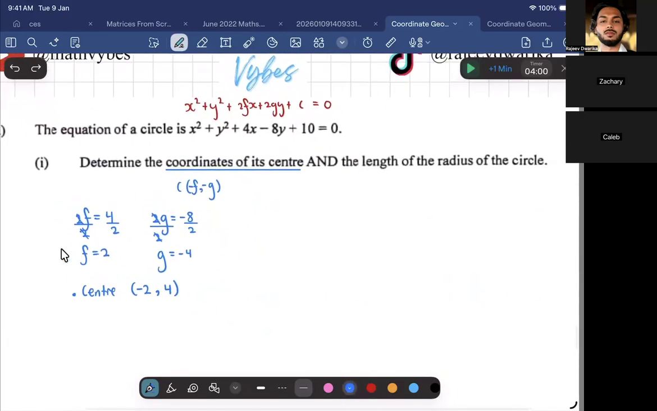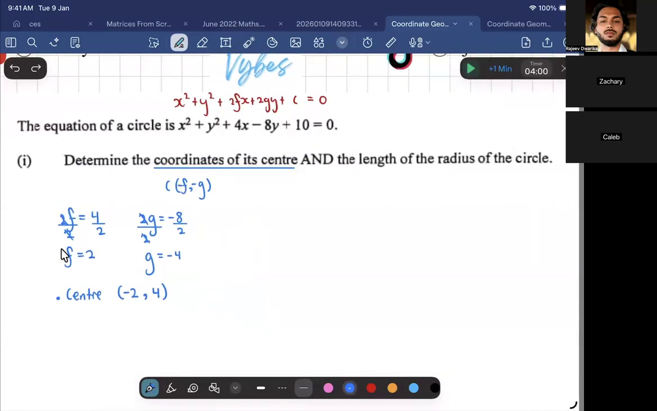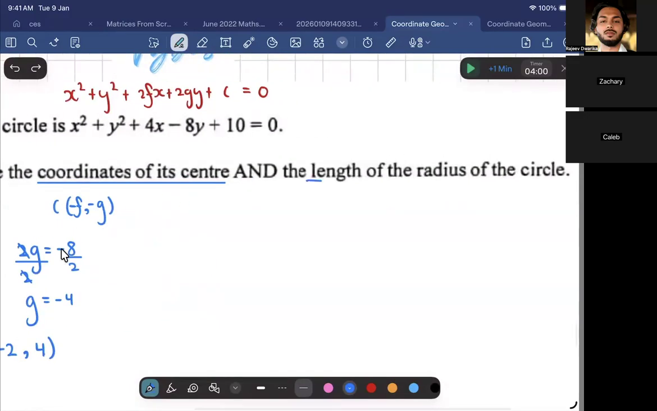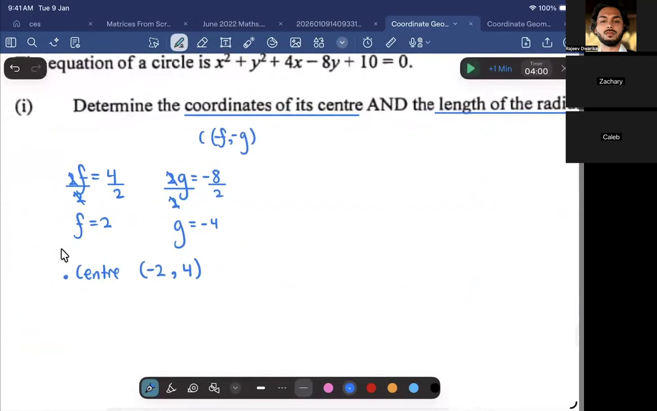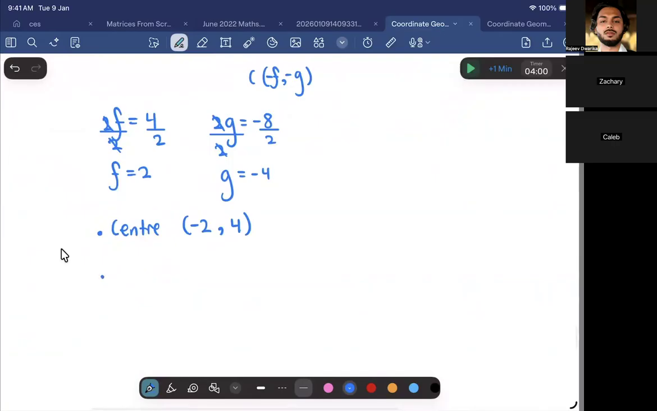What else are we to figure out? The length of the radius of the circle. Okay, cool. If we're trying to find the length of the radius, r, what's the formula for r? The square root of f squared plus g squared minus c.